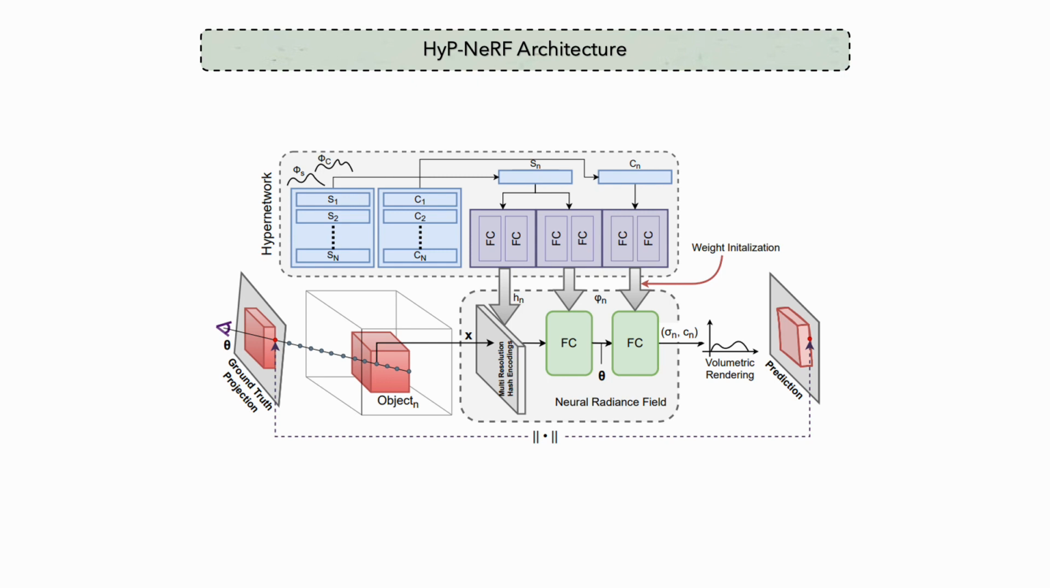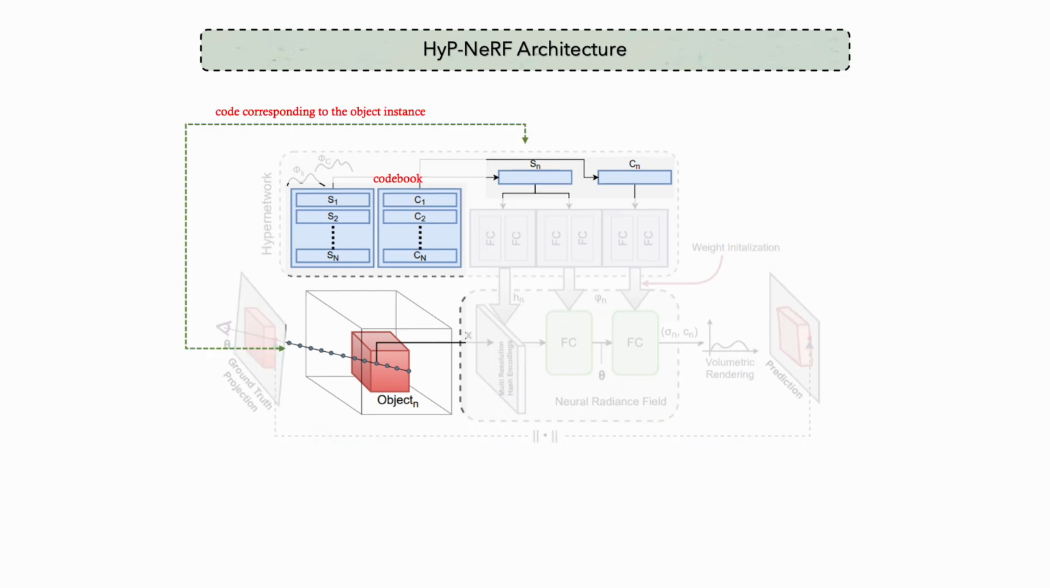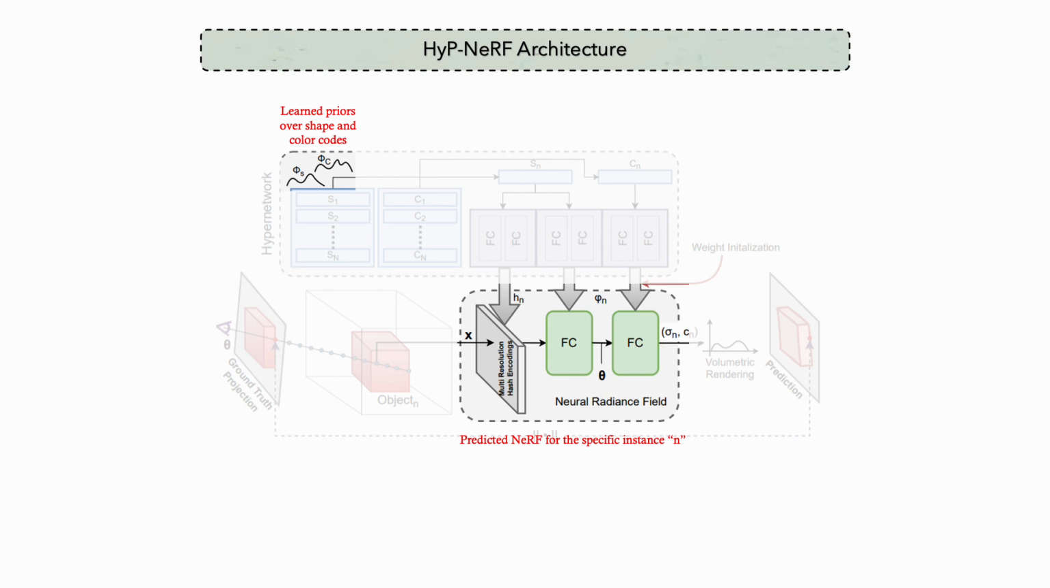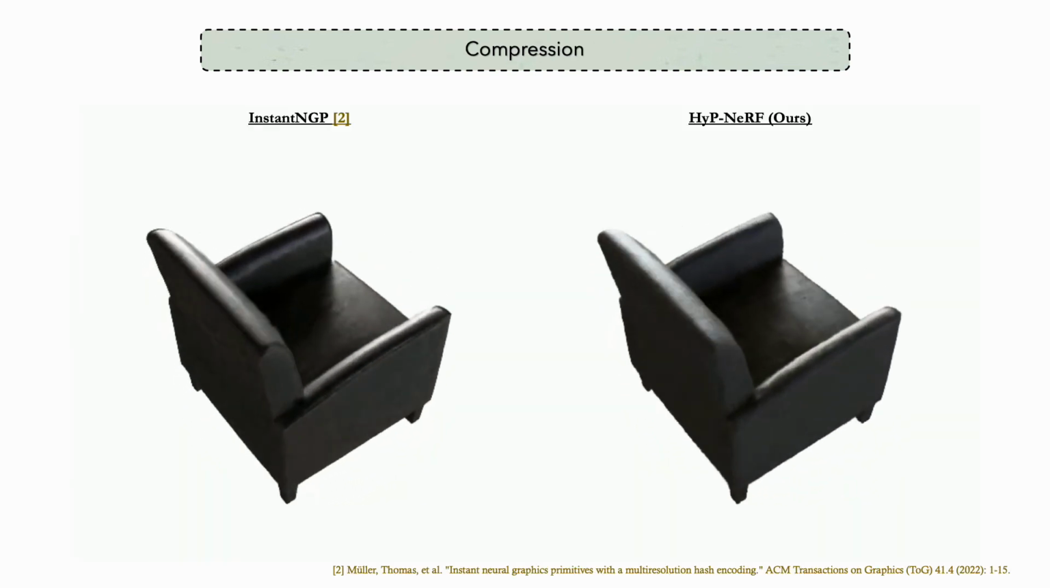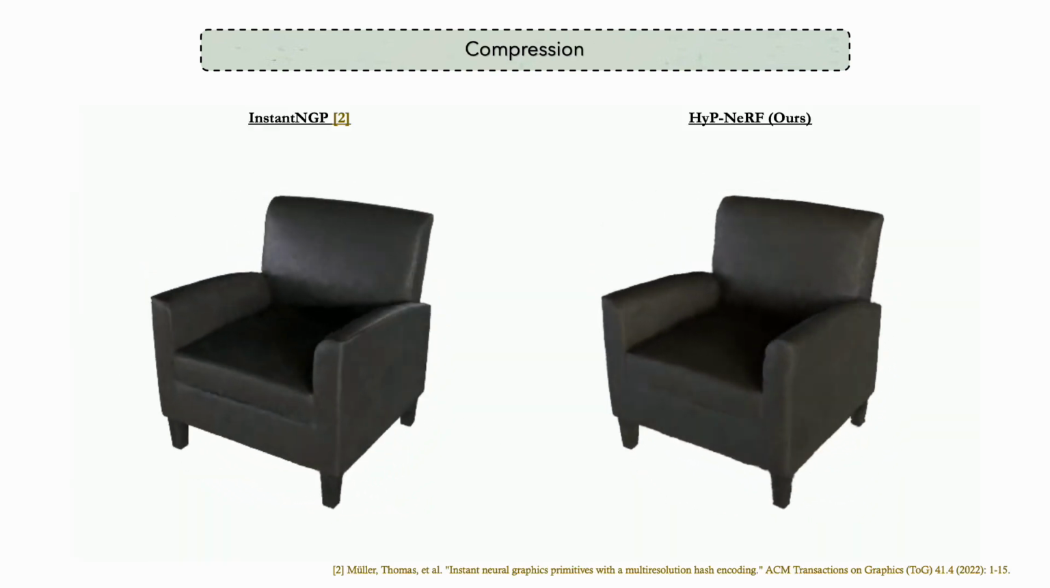Now we briefly talk about HyP-NeRF architecture. HyP-NeRF relies on a codebook where each code corresponds to a training instance. During training, HyP-NeRF trains over many NeRF instances and learns a prior over NeRF representation. We first start by comparing HyP-NeRF against instant NGP.